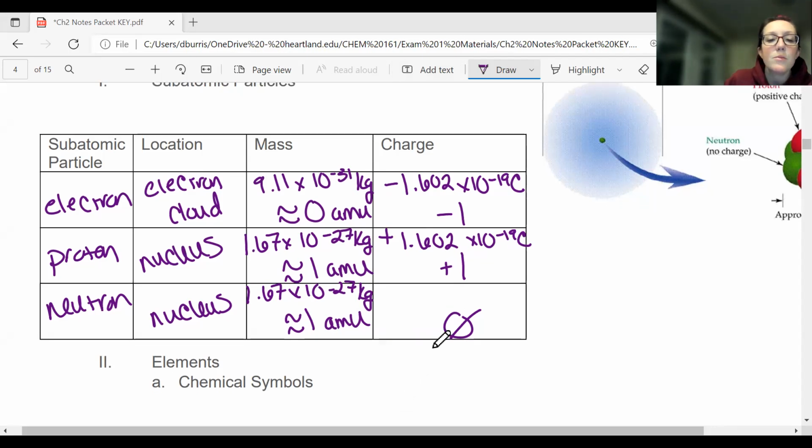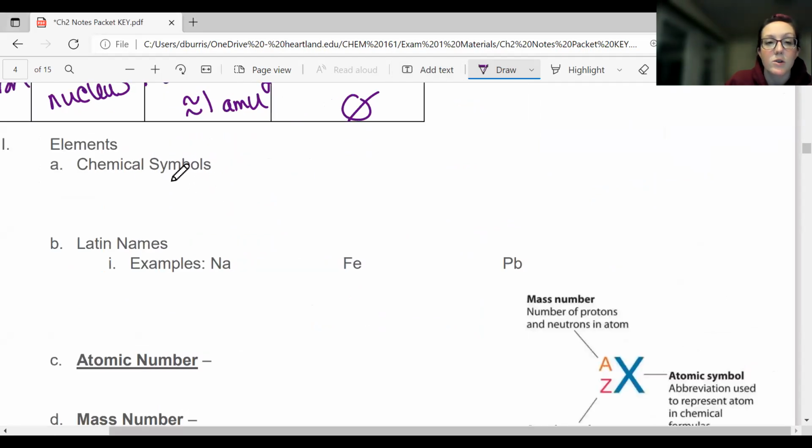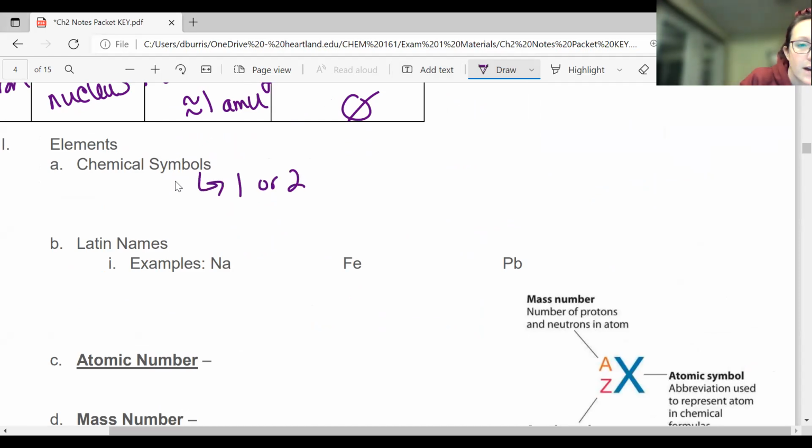All right, so moving on, the elements from the periodic table. You should be able to draw what's called a chemical symbol. Those are the letters. A chemical symbol is 1 or 2 letters. All of the elements now have 1 or 2 letters.